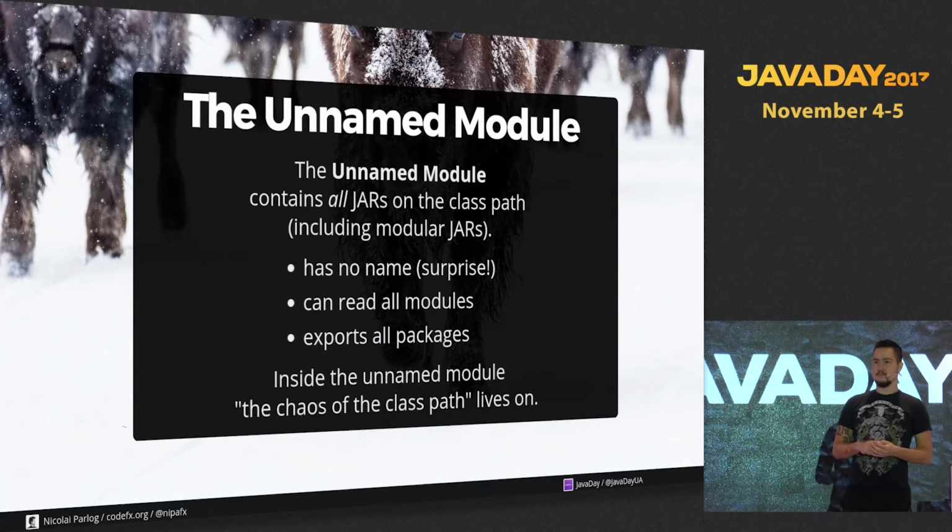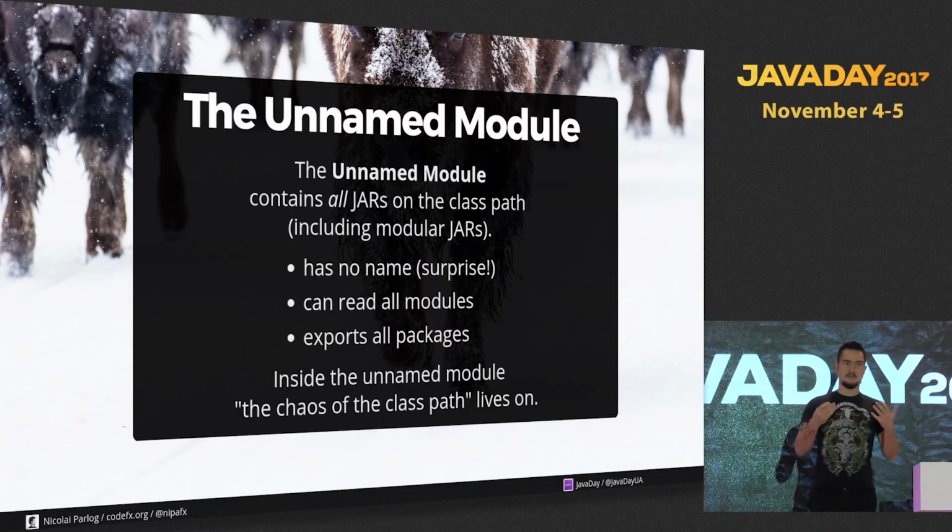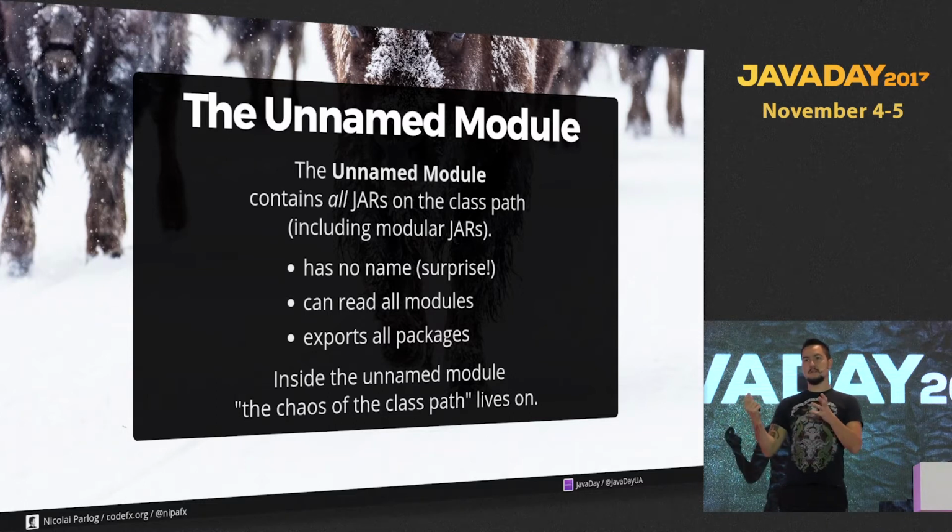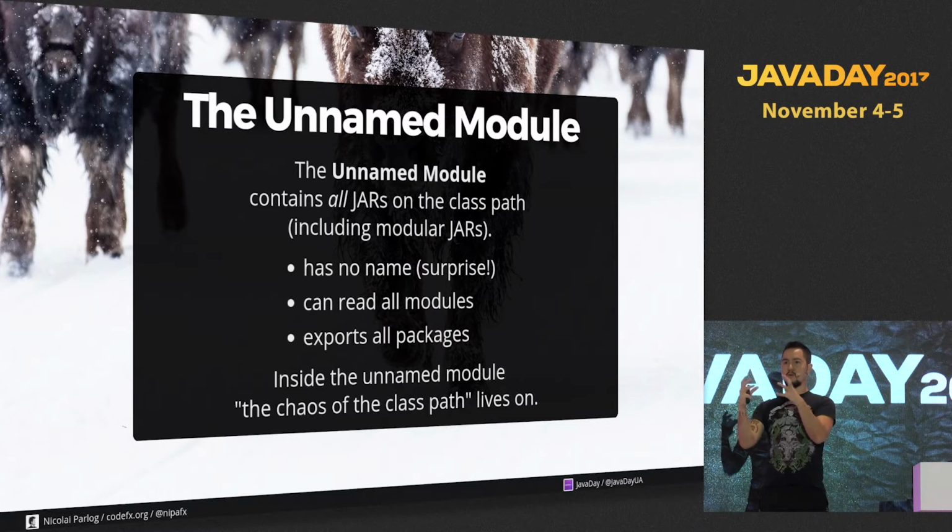And because the unnamed module does not have a descriptor, it cannot declare what it exports. So it just exports everything. The important part is that all the jars end up in one module. So it ends up as one monolithic blob or one ball of mud, the same ball of mud that we're used to when running from the class path. So the so-called chaos of the class path lives on within the unnamed module.